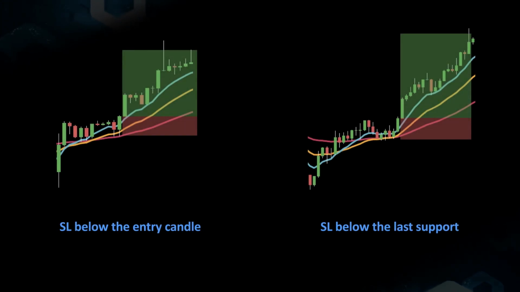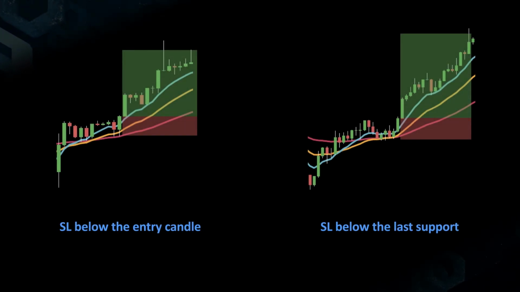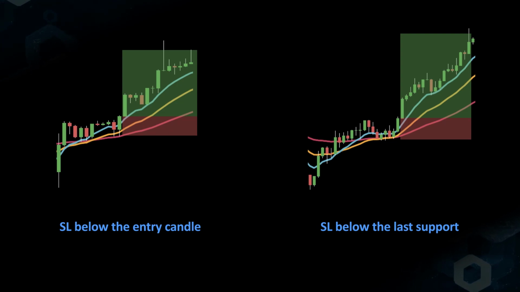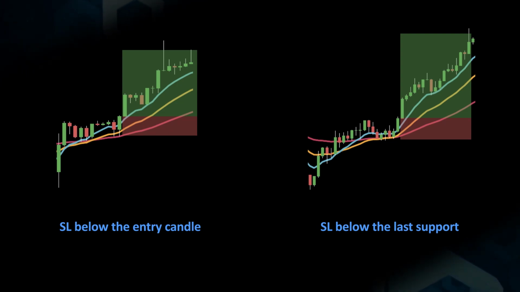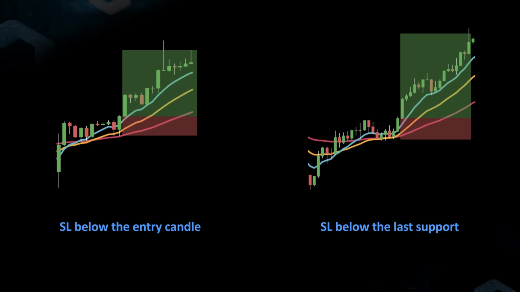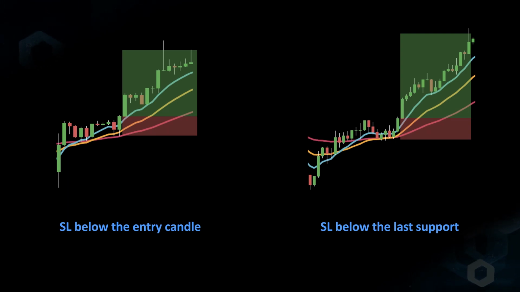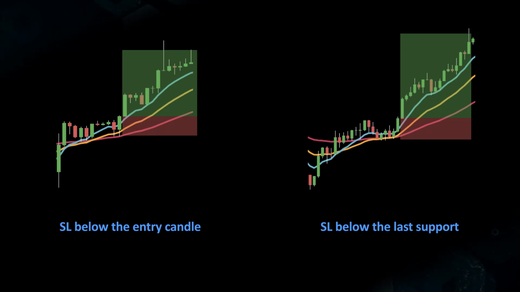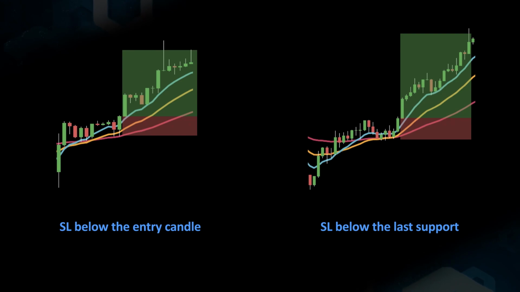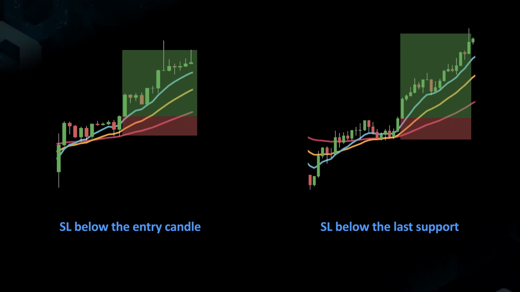To protect ourselves from excessive losses, we'll always set a stop loss. The stop loss can be placed below the last support or above the last resistance, providing a buffer against unfavorable price movement. Alternatively, we can set the stop loss below or above the entry candle or the candlestick setup, depending on the trade setup. These rules aim to secure profits and limit potential losses in our day trading endeavors.